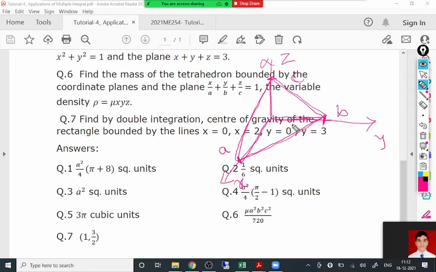Out of that, we already decided the height of the solid is taken with the xy plane only. So in the xy plane, z is 0. So z equal to 0 is the lower limit, and the oblique plane gives the upper limit for z. That gives z equal to c times 1 minus x upon a minus y upon b. From this equation we get z equal to this one. So that is about the limits for z.